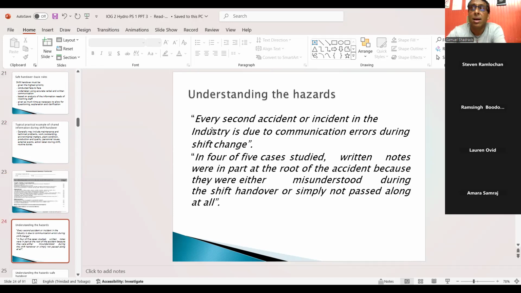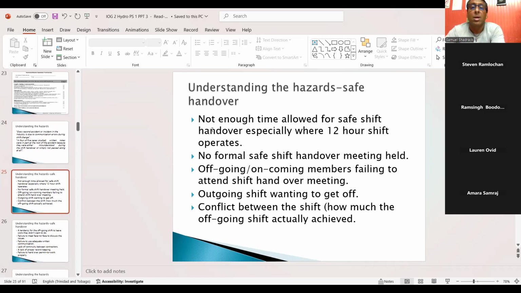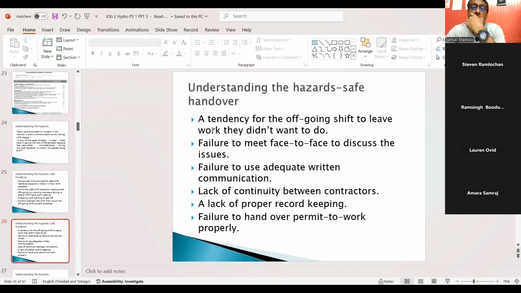Then, right? But we have seen, and you all have seen, safe shift handover meetings where people come and sleep away in the meeting, and no fault of theirs. It's just what it is anyway. All right. Let's go again.